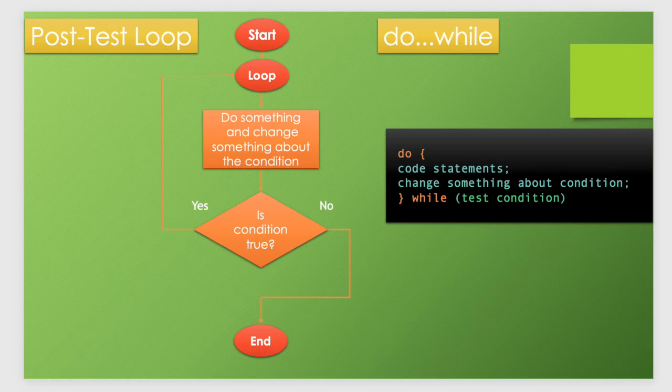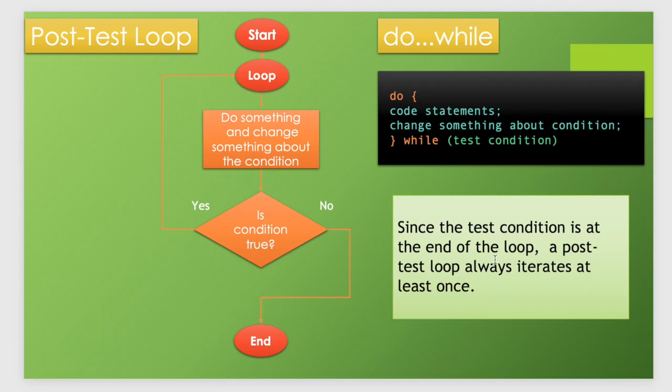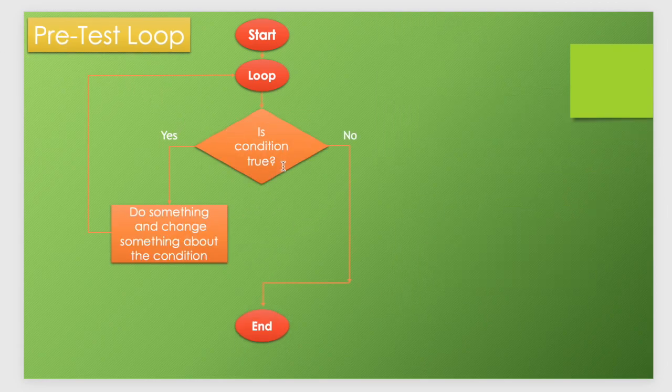Now, what's the big difference between the pretest and the post-test loop? Well, since the post-test loop doesn't check the condition until the end, it always iterates at least one time. If the test condition is false, it doesn't know the test condition is false until it does the loop's body. So it will always do something, change something about the condition. Whatever you have in your loop body statements, it will always do that at least once, regardless of whether the test condition is true or false. In a pretest loop, the condition must be true in order for this code to ever execute.